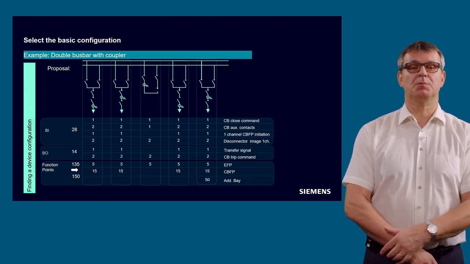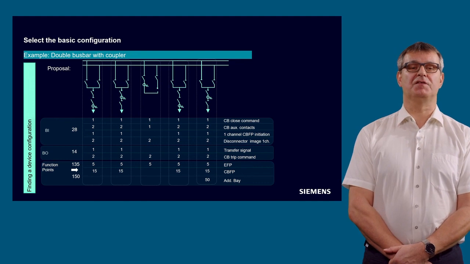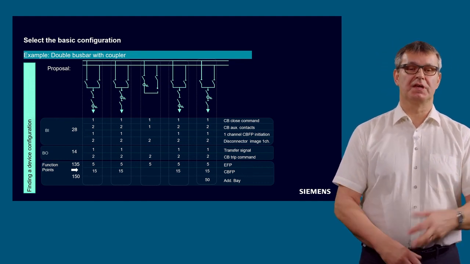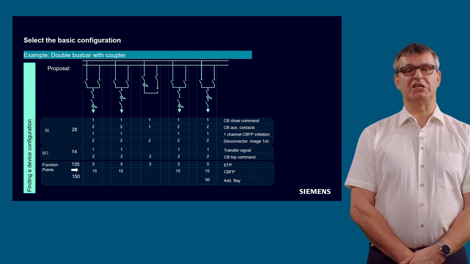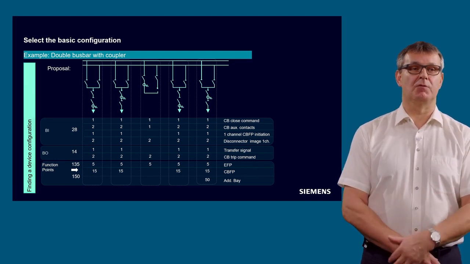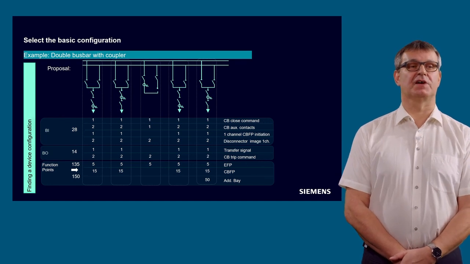The next function point class will be 150. In the meantime, of course, you could also use, together with the function point manager, the class hash functionality, and then you can work exactly with the 135 function points.